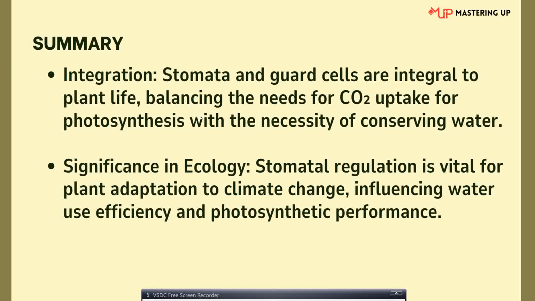Now coming to the summary. Integration. Stomata and guard cells are integral to plant life, balancing the need of carbon dioxide uptake for photosynthesis with the necessity of conserving water. Now significance in ecology is that stomata regulation is vital for plant adaptation to climate change, influencing water use efficiency and photosynthetic performance. So this is actually, I think I don't need to explain, it's very basic.